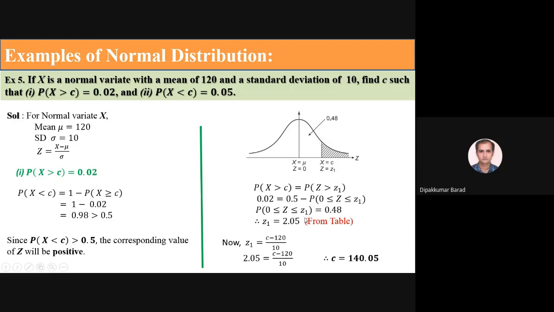Now from the table, Z1 you get as 2.05, and once you get Z1 you can find C here. Z1 is equal to x minus mu upon sigma, and x is equal to C.